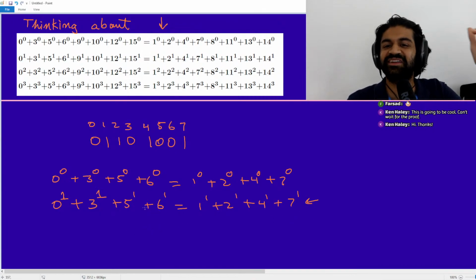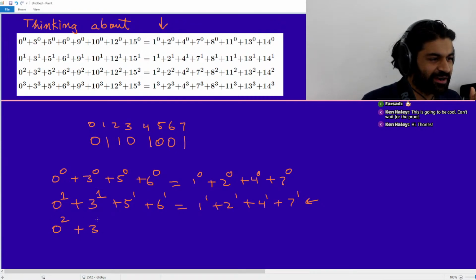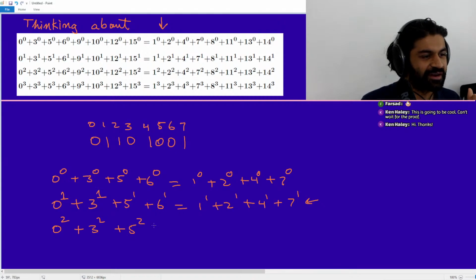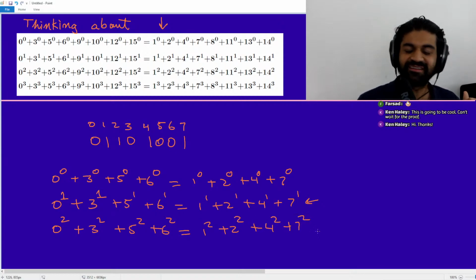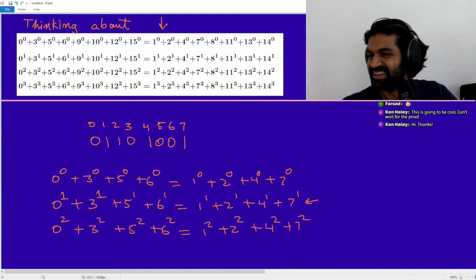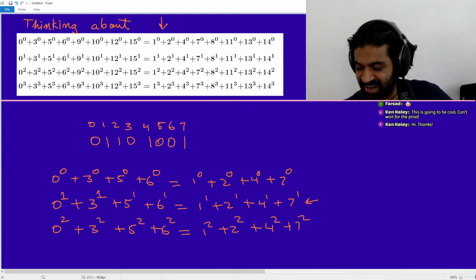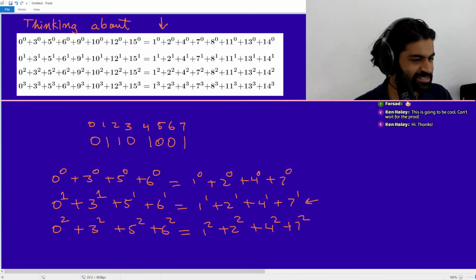But of course, where things start getting interesting is in the next one. So the next one would be 0 squared plus 3 squared plus 5 squared plus 6 squared is equal to 1 squared plus 2 squared plus 4 squared plus 7 squared. Okay. Now I'm going to open a calculator in case you don't believe me, because once again, this is fairly shocking stuff. Also, please let me know if the music is too loud.